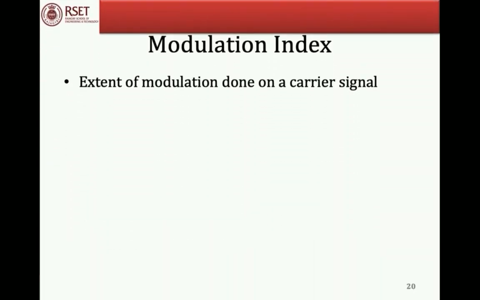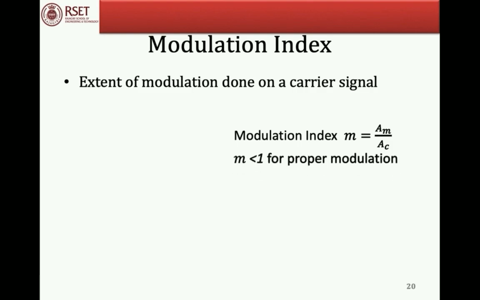The extent of modulation is decided by a factor called Modulation Index. It is given by the equation m is equal to Am by Ac, where Am is the amplitude of the message signal and Ac is the amplitude of the carrier signal. m is chosen to be less than 1 for proper modulation.